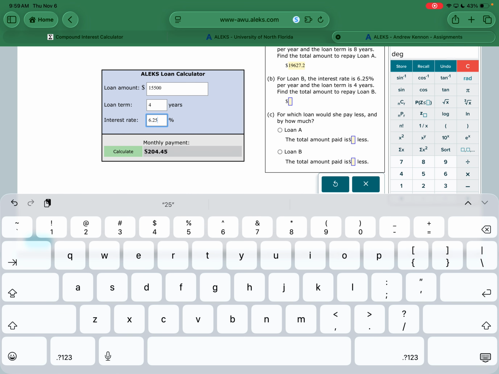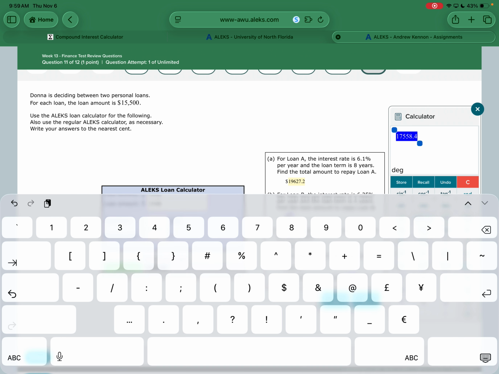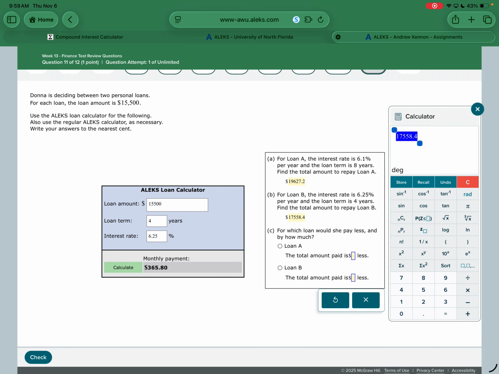For B, it is 4 years at 6.25. So it is 365.80 times 12 months times 4 years, which is 17,558.40. So which loan would you pay less? You are going to pay less with loan B, because 19,627.2 minus that, you'd pay $2,000 less.